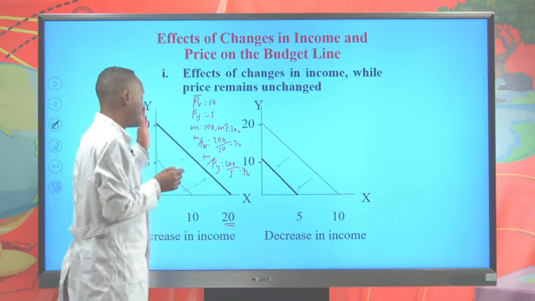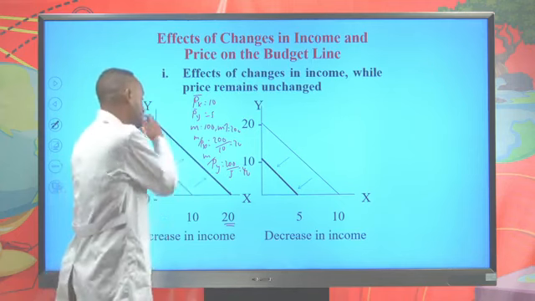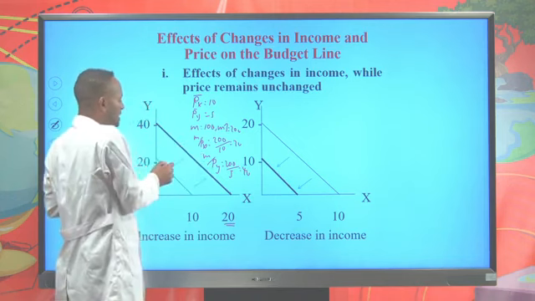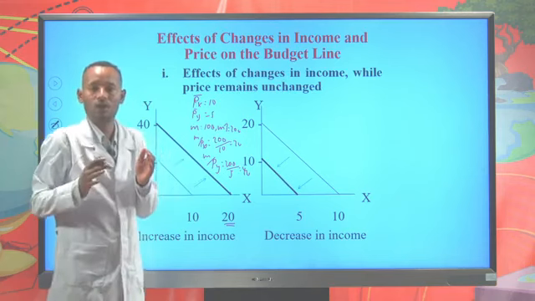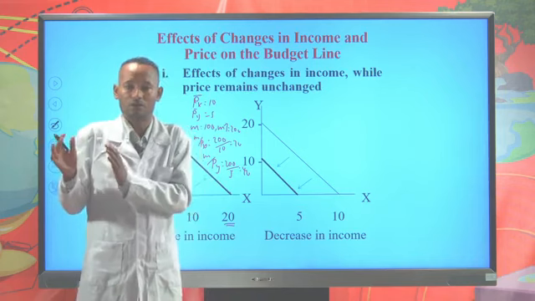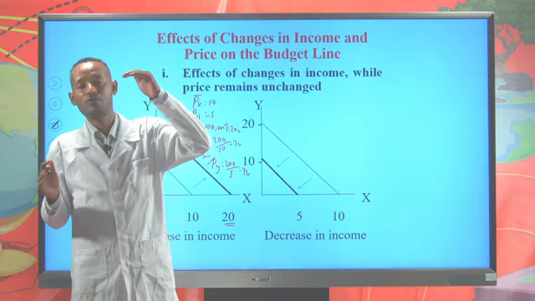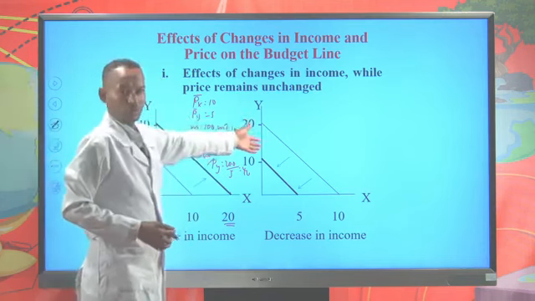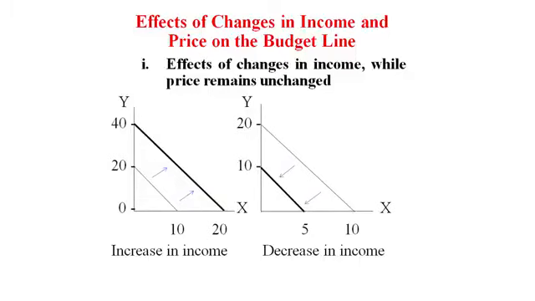When we join the vertical intercept and the horizontal intercept of the new budget line, we get the new budget line. So with an increase in income of the consumer, the budget line will shift outward, indicating that an increase in income allows a consumer to buy more of a commodity. While the prices of the two goods remain unchanged, an increase in income shifts the budget line outward. And the opposite holds true. That means with a decline in income of the consumer, the budget line will shift inward.